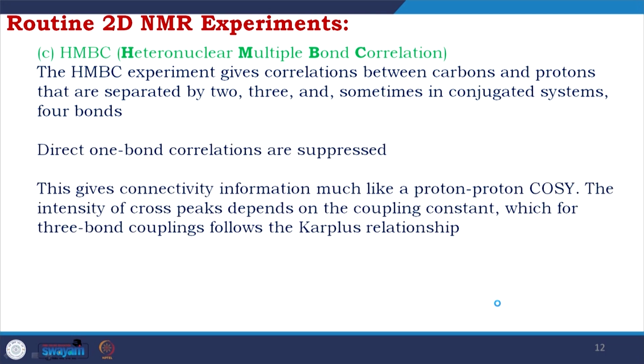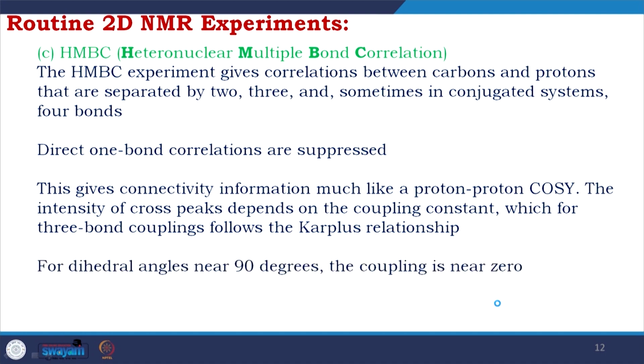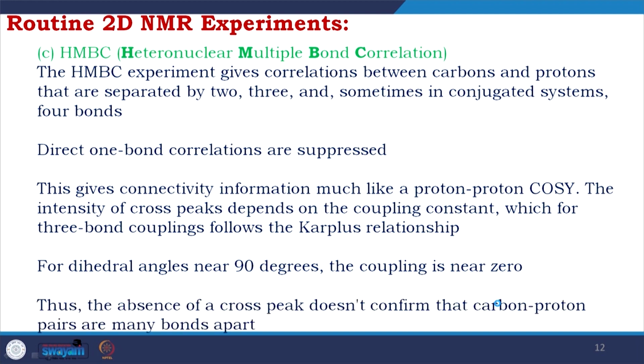This gives connectivity information much like a proton-proton COSY. The intensity of cross peaks depends on the coupling constant, which for 3-bond coupling follows the Karplus relationship. For a dihedral angle near 90 degrees, the coupling is near 0. Thus, the absence of a cross peak does not confirm that carbon-proton pairs are many bonds apart.